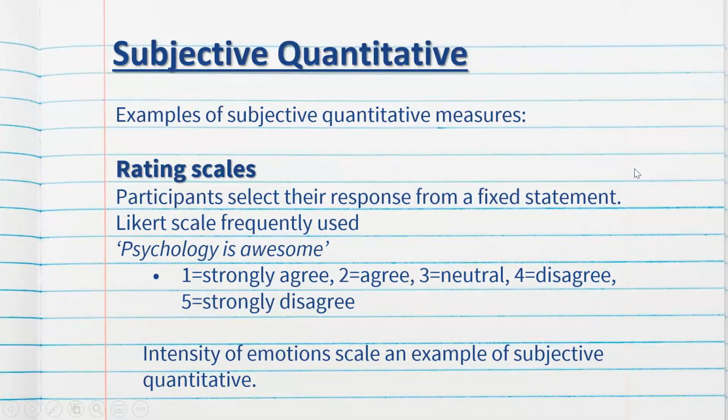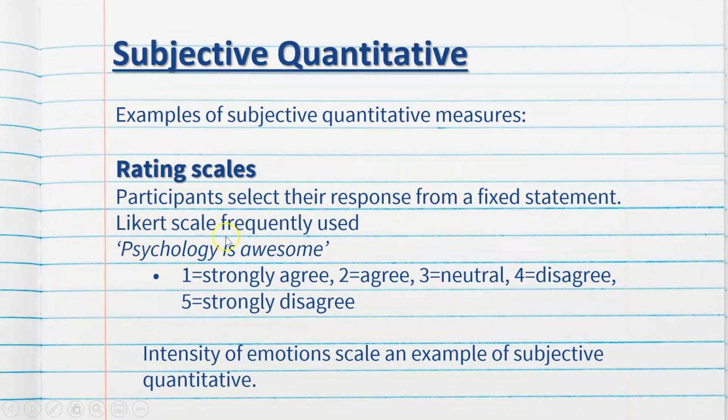Now, subjective quantitative data is a little bit different. We're still getting data in numerical form, but it is subject to bias. The best example of subjective quantitative data at year 11 level is a rating scale. So this is where participants select their response from a fixed statement. All right, this is called a Likert scale. All right, these are frequently used.